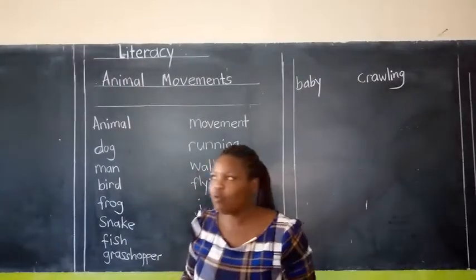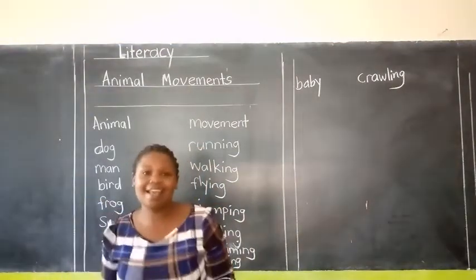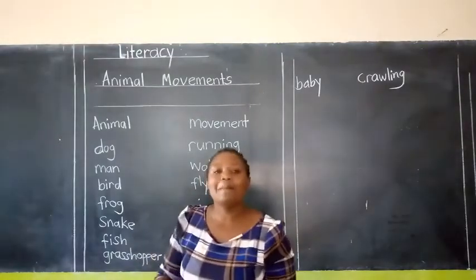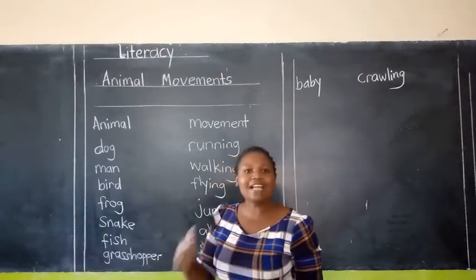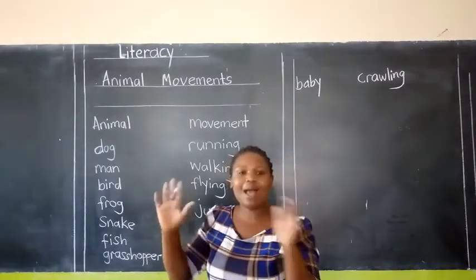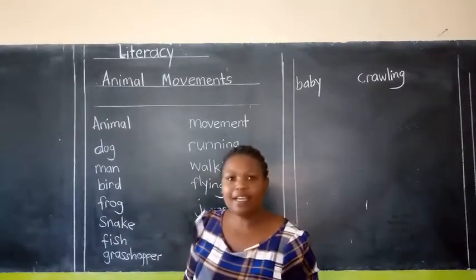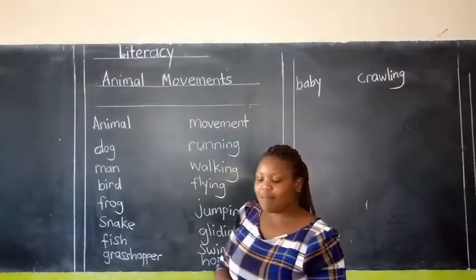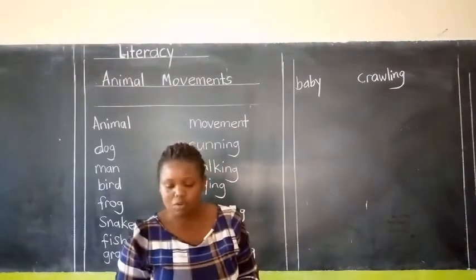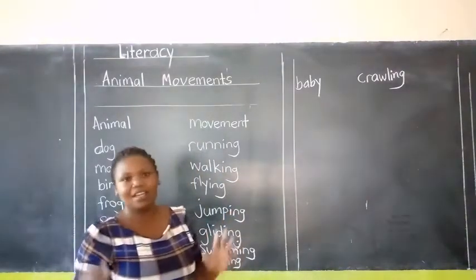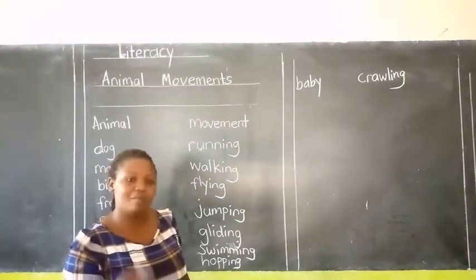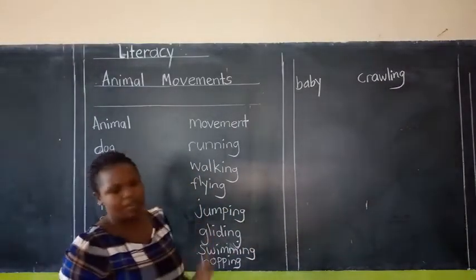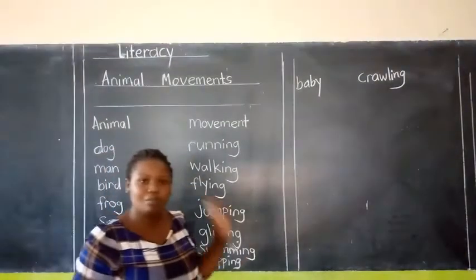The way they move from one place to another. How do you move? By walking. How does a dog move? By running. How does your young sister or young brother, the one you call baby, move? By crawling. How does a snake move? By gliding. There are very many animals you can give and their movements. Go and read more and more.